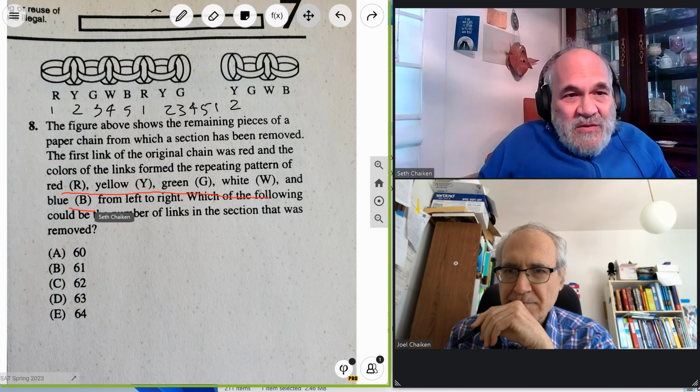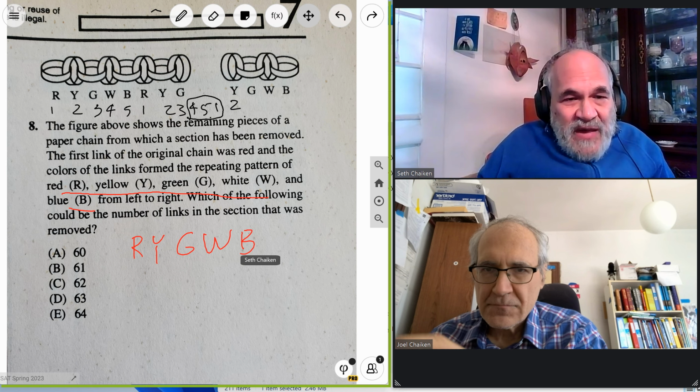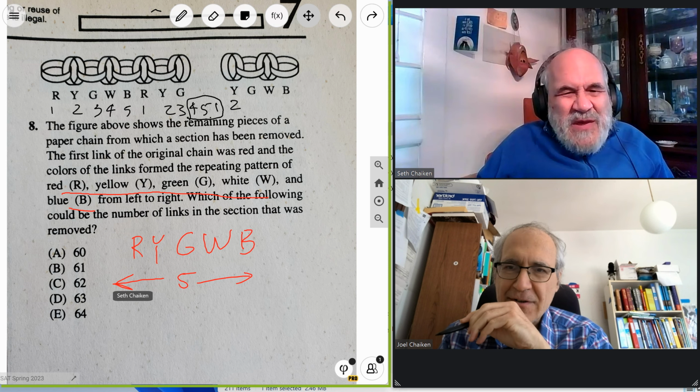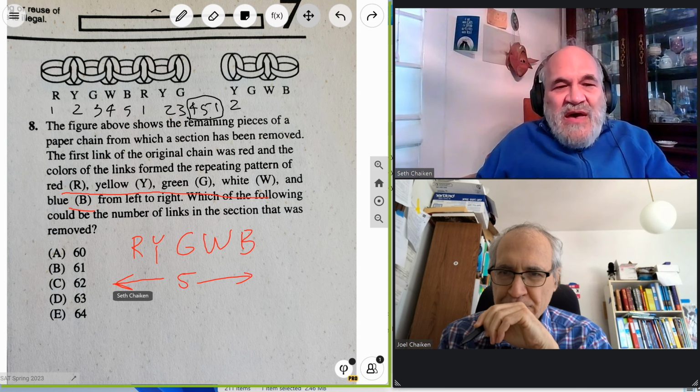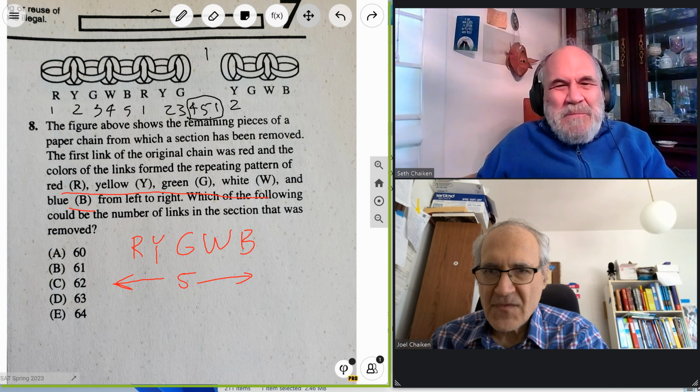Right. So the pattern, I'll write it down here, is RYG, W, and B. It's a length of 5. That's critical. And so every gap, well, let's figure it out. Every gap.